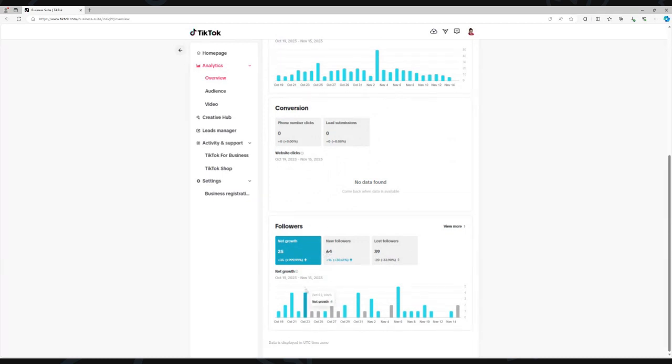But then when I look down here, I had net growth of 25 followers. So the total new followers that I had was 64. So for those, the net growth is up almost 1,000%. And then the new followers, that is up about 31%. But I lost followers, and that's down by almost 34%.